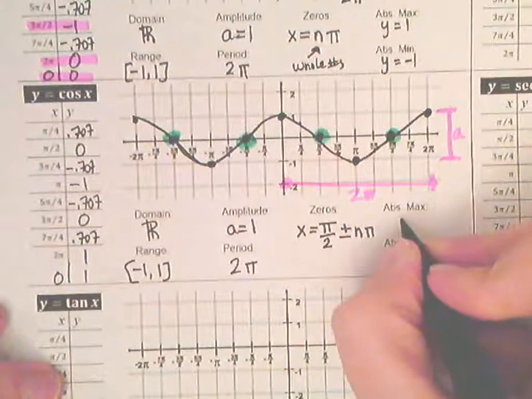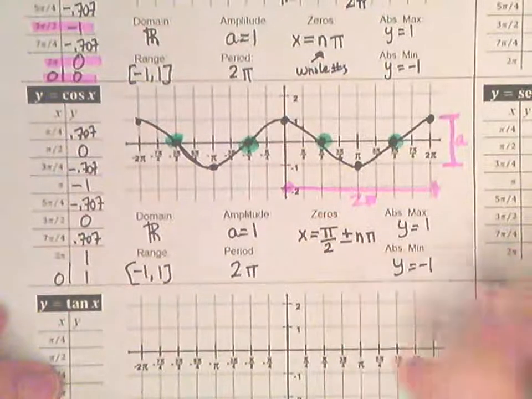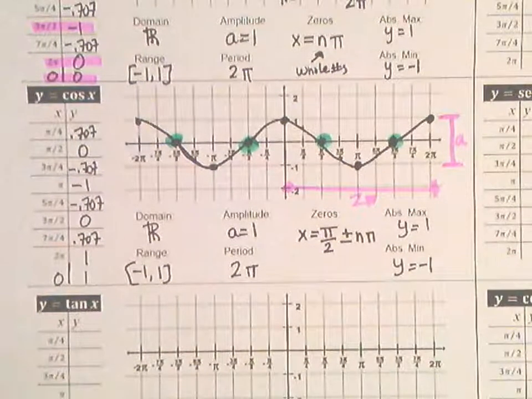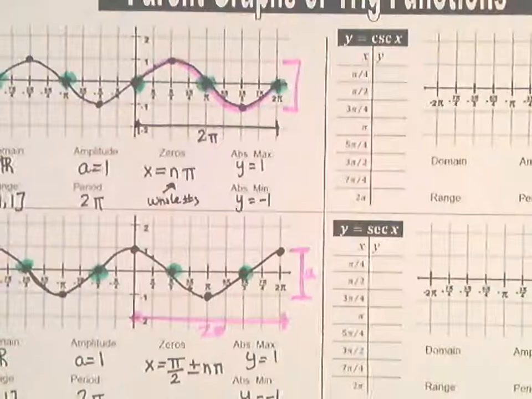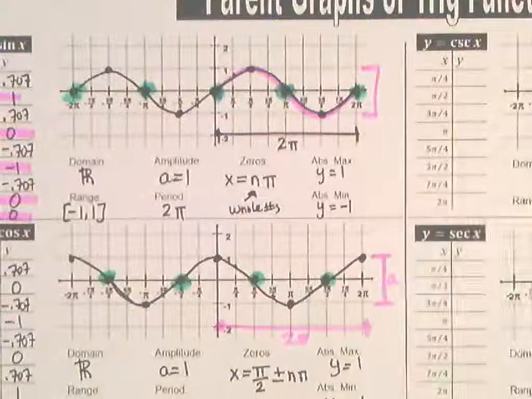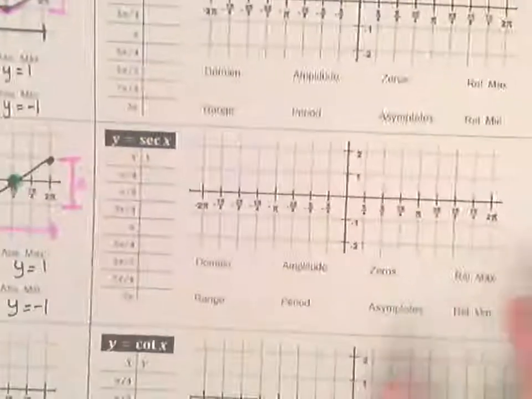Now here the absolute max and absolute min is the same. Y equals 1, y equals negative 1. So we're good. All right, before we do tangent, I'm actually going to do the cosecant and the secant, since we have sine and cosine fresh in our mind. Now remember that cosecant is just the inverse of sine.